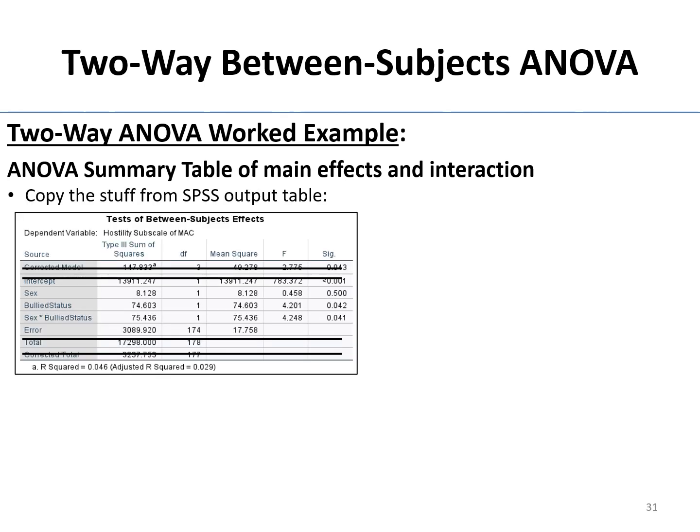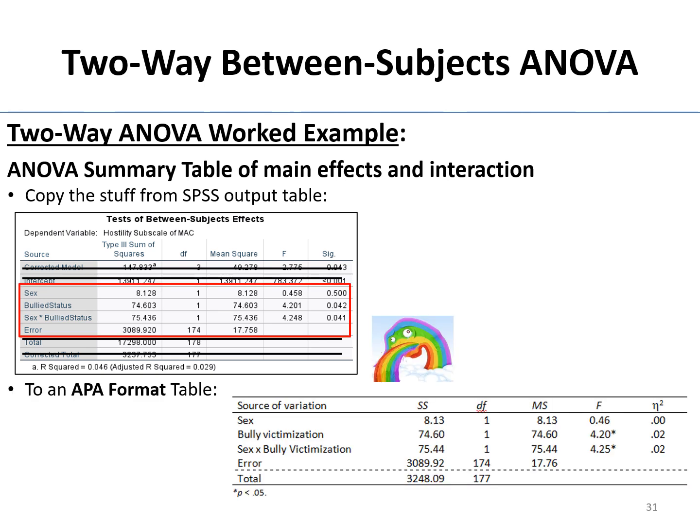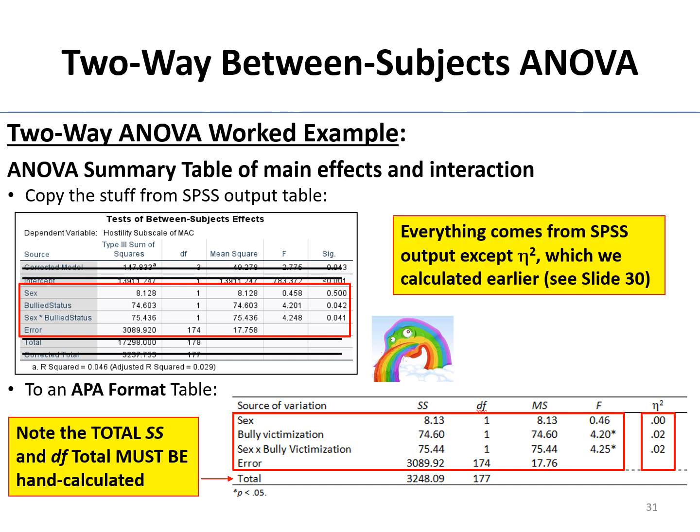So you got to copy the stuff from this table that we keep seeing, that stuff specifically, into an APA format table. There's our good friend barfing Nessie, barfing Skittles for no reason. And again, everything except eta squared comes straight from the output. You do have to hand calculate the total and the degrees of freedom. Don't use one of the ones laying on the ground if they're sitting around there. But you just got to add a couple numbers together. You will always be right.